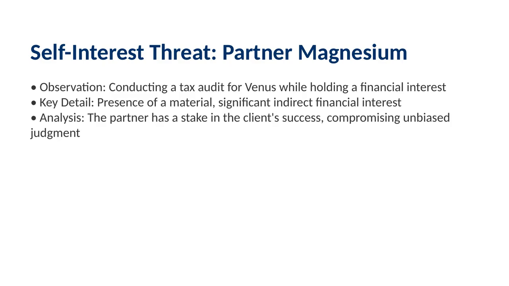Next, look at partner Magnesium. He is doing a tax audit for Venus, but here is the catch. He has a material, significant indirect financial interest in that client. When a partner has a financial stake, their objectivity is compromised because they want the client to succeed for their own gain. This is a clear self-interest threat.